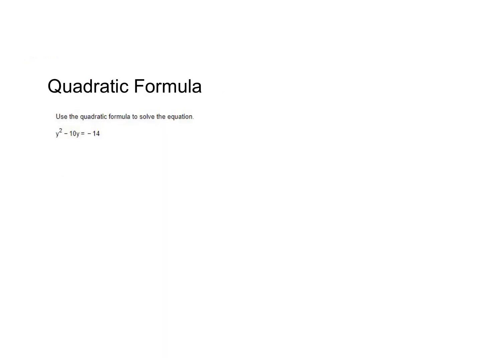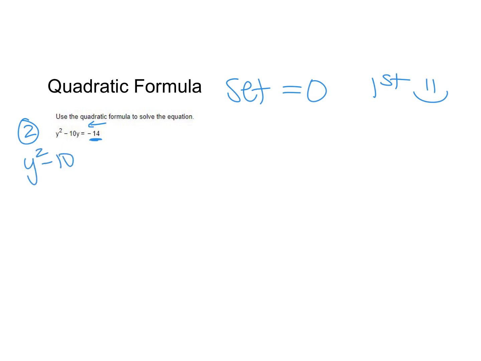So for this next one, you can see that we don't have it set equal to 0. So we always want to set it equal to 0 first. So the negative 14 will have to be moved over. And when I move it over, I just change its sign and I set it equal to 0. All right, now I can start defining A, B, and C. So A will be 1, B will be negative 10, and C will be 14.